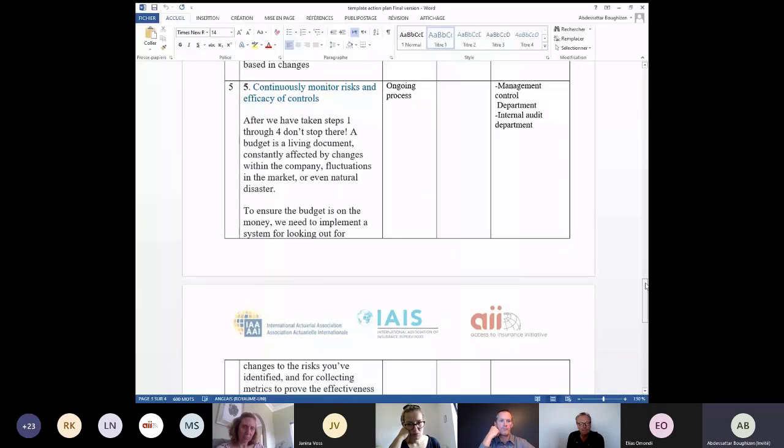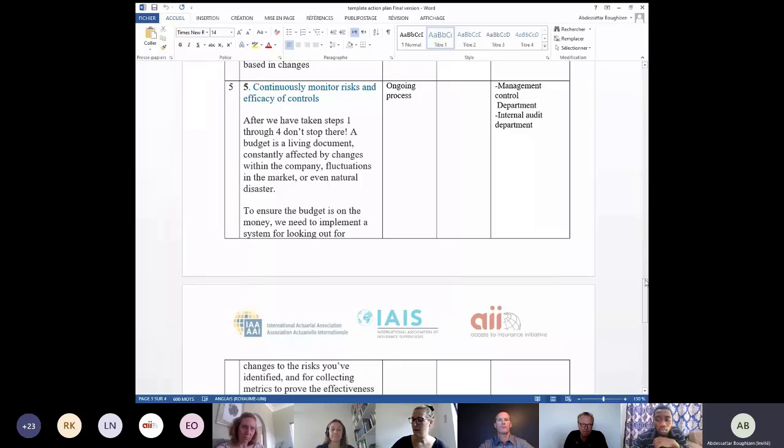The 5th point is continuously monitor risk and efficacy of control. After we have taken steps 1 through 4, don't stop here. We should make the budget a living document, constantly affected by change within the company and the fluctuation in the market. This work is an ongoing process, and the concerned party is the Management Control Department of Internal Auditing.